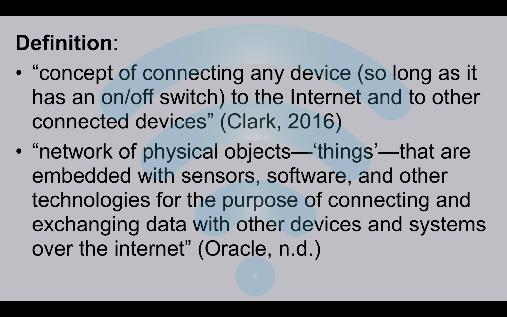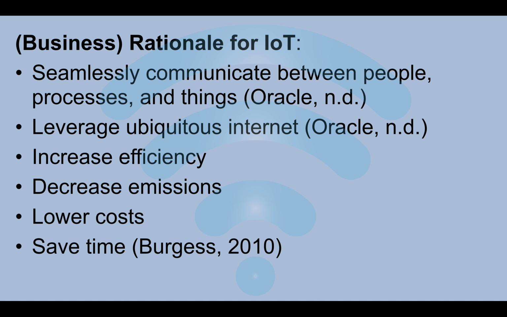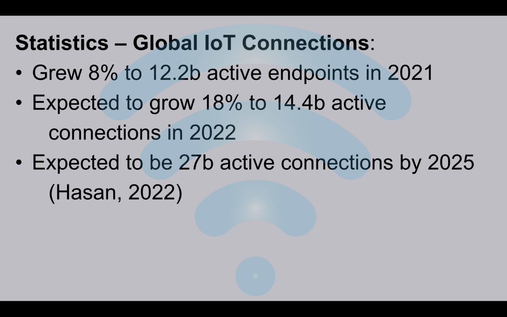Here's a rationale for the Internet of Things, IoT. These are more business-related ones. Seamlessly communicate between people, processes, and things. Leverage the ubiquitous internet, which is widely available, if not ubiquitous, across the world. It can help increase business efficiencies, decrease emissions for any parts of the production process, lower costs, and save time.